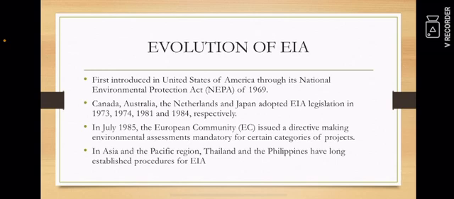Next, the evolution of EIA. It was first introduced in the United States of America through its National Environmental Protection Act of 1969. Later, Australia, Netherlands, and Japan adopted EIA. In July 1985, the European Community issued a directive making environmental assessment mandatory for certain categories of projects. In the Asia and Pacific region, Thailand and the Philippines have long established procedures for EIA.